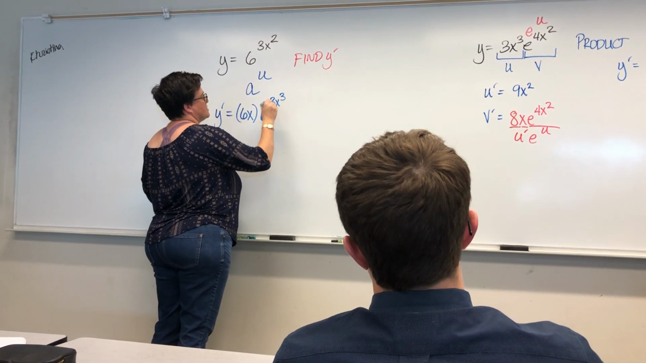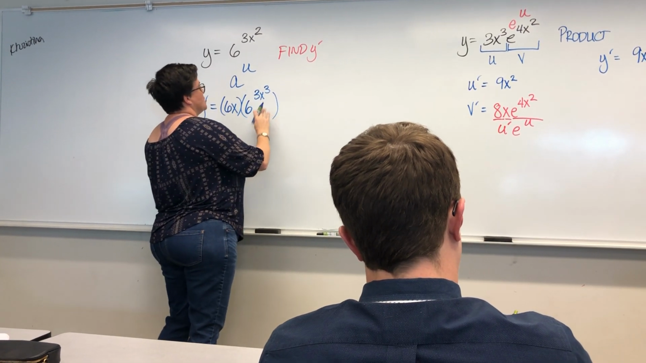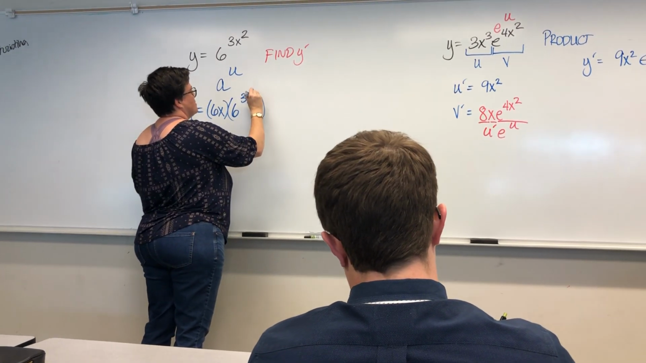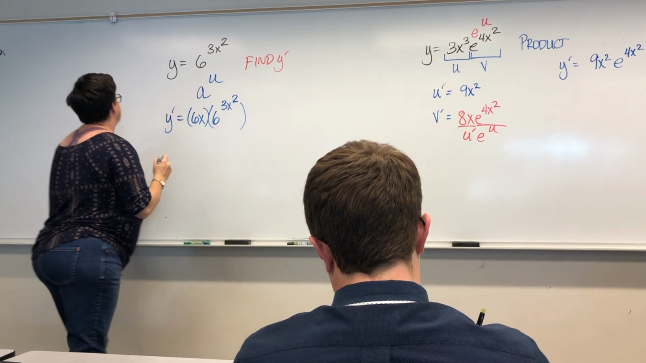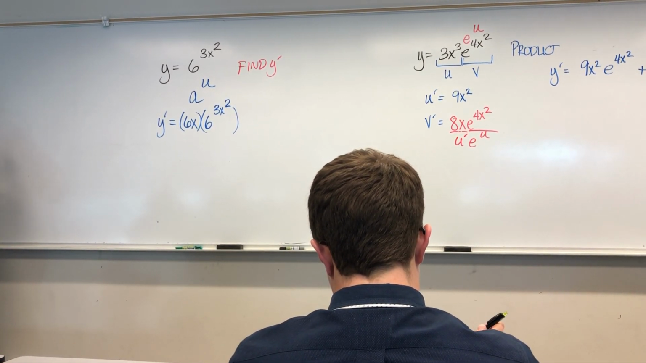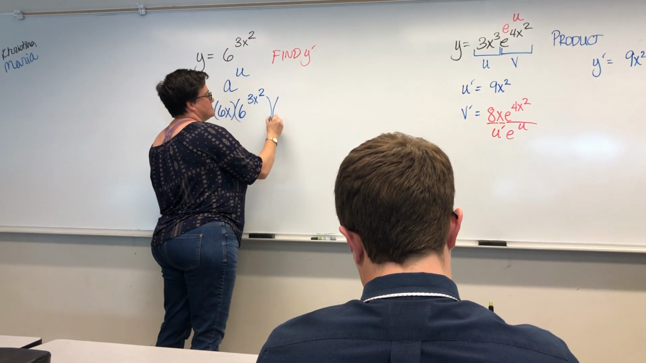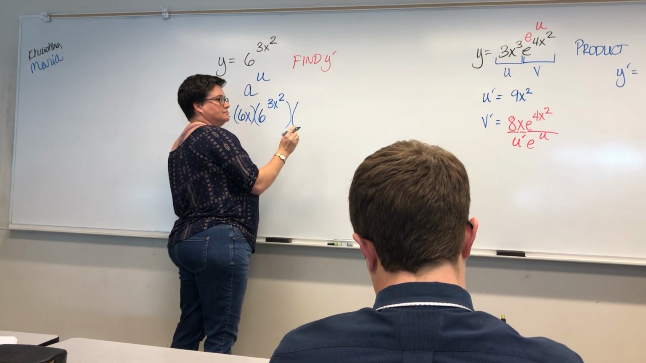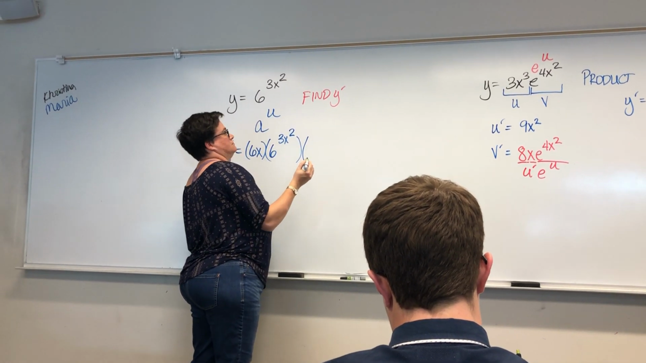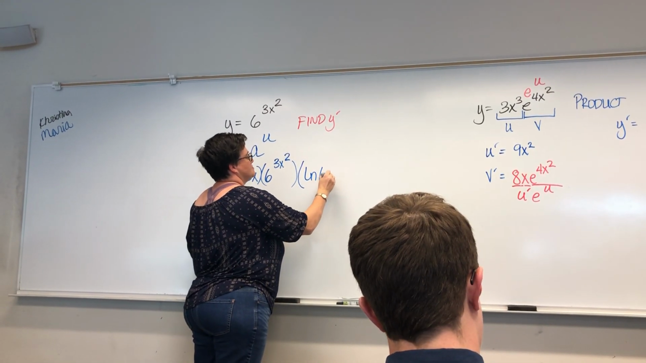6 to the 3x squared. That's the original function. Or 3x squared, my apologies. And then what's the last part of this? It's right there, guys. Natural log of 6.